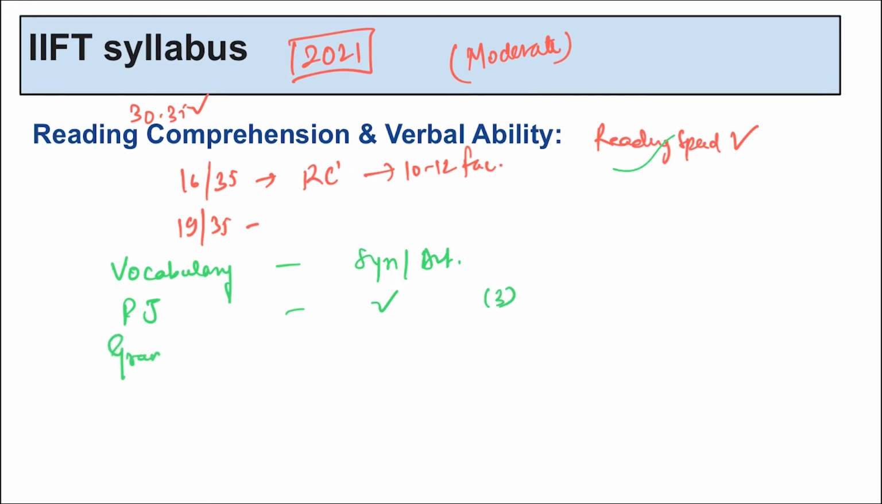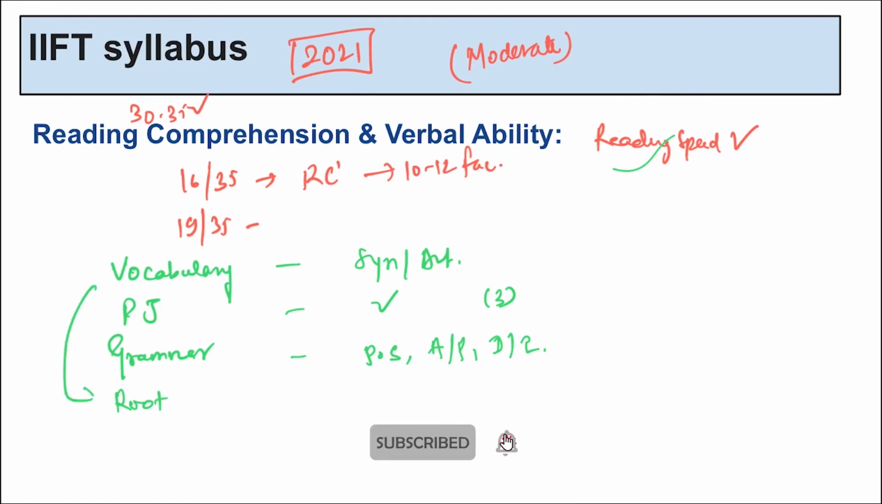Grammar: parts of speech, then your active passive voice, direct indirect speech, all of these things are very necessary. Root words in vocabulary is very important. I'm just mentioning it externally. Root words very important. One word substitution, again something that is explicitly asked.